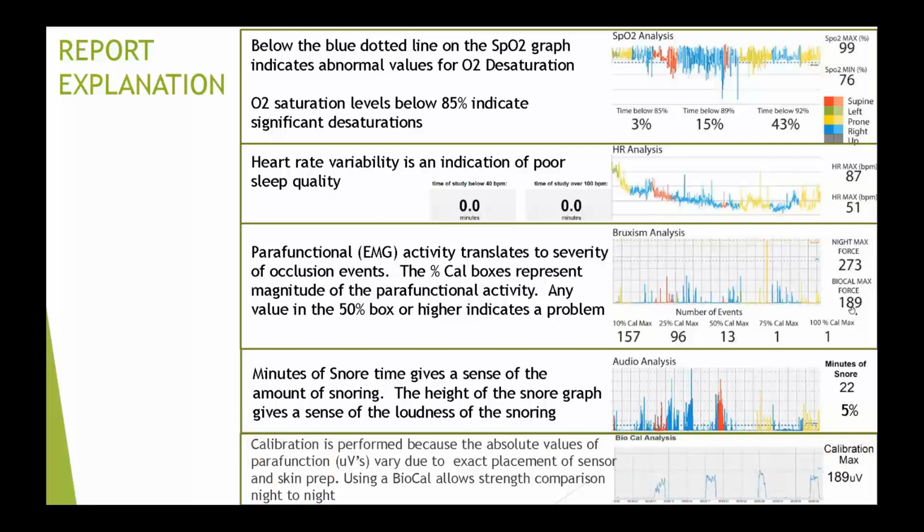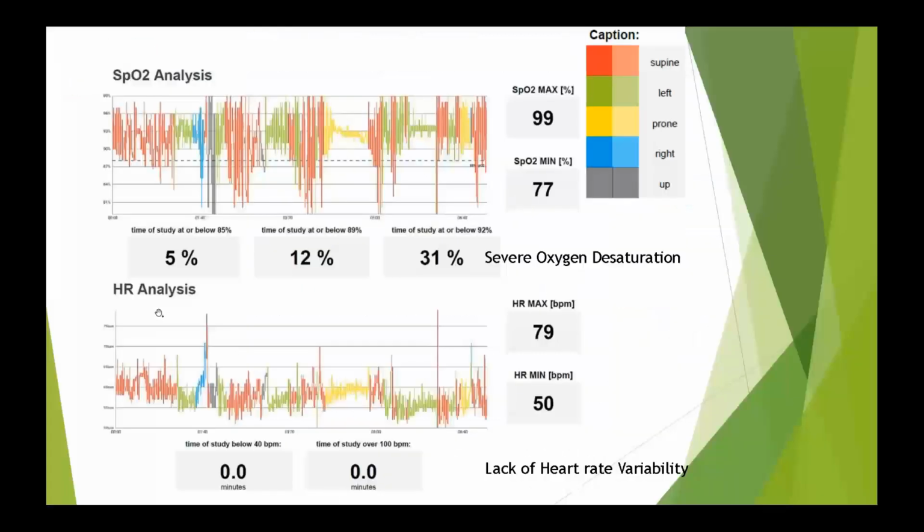So at this point, I'm going to show you a couple of example reports, and I'm not going to talk a lot about them, but just so you get a sense of the type of data you'll be seeing. This first report here is a severe apneic, and you can see that the dotted blue line there on the SpO2 analysis, there's a high number of oxygen desaturations below that dotted blue line.